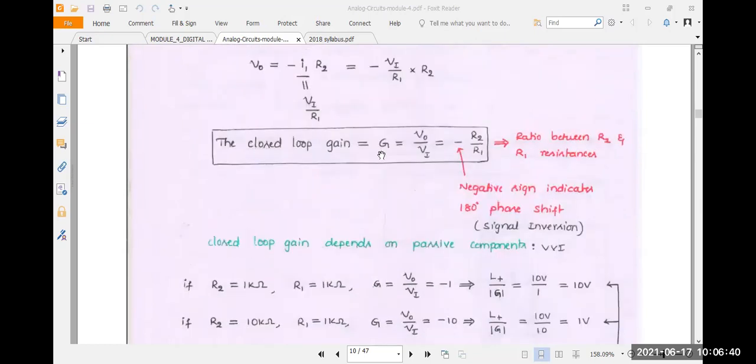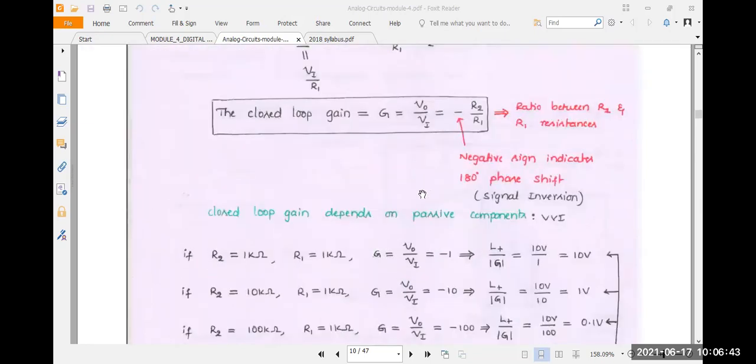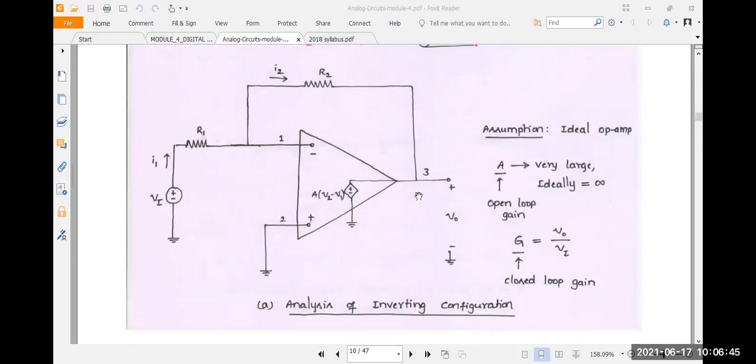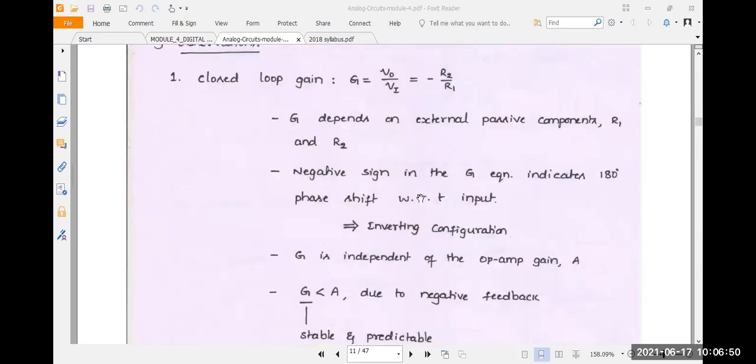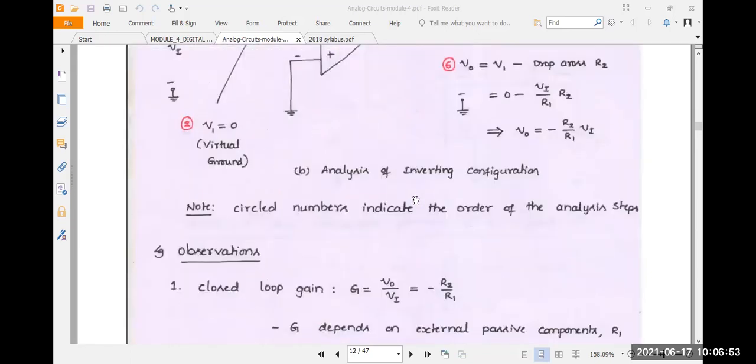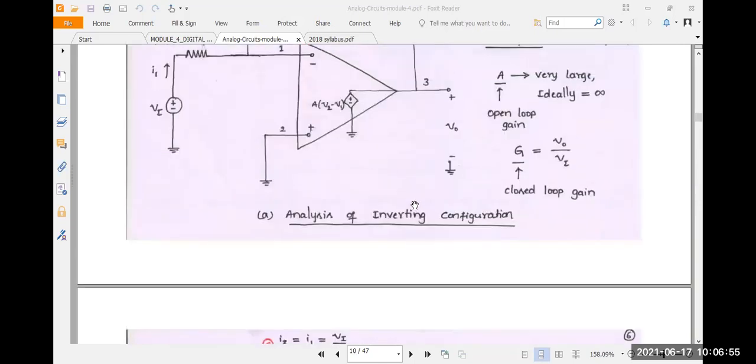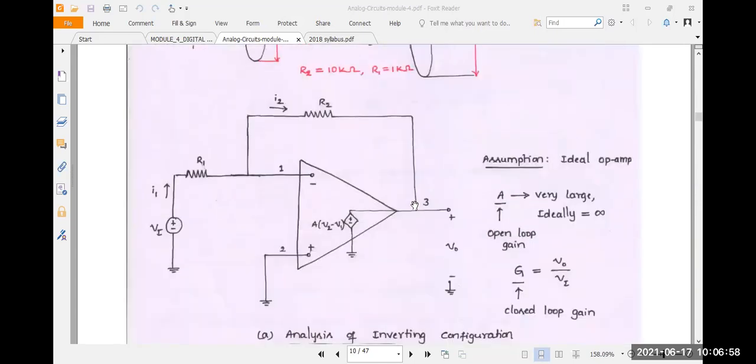So this is about the closed loop gain. They will ask for 6 marks here. Next, take the analysis of the inverting amplifier. Analysis means you want to analyze the parameters, input parameters and output parameters, in terms of current, voltage, resistance, capacitance. So you want to analyze the current, voltage, and resistance here.